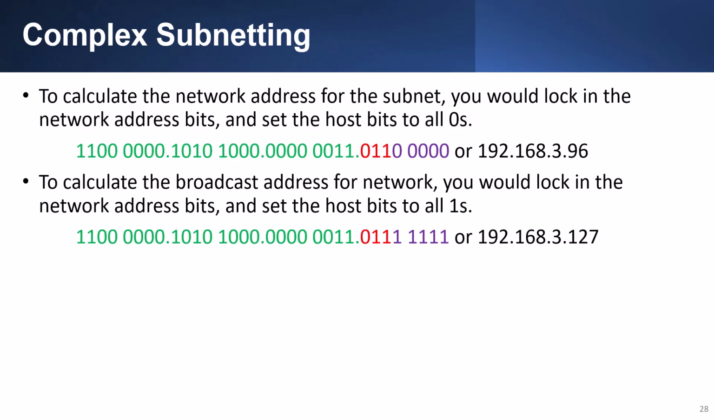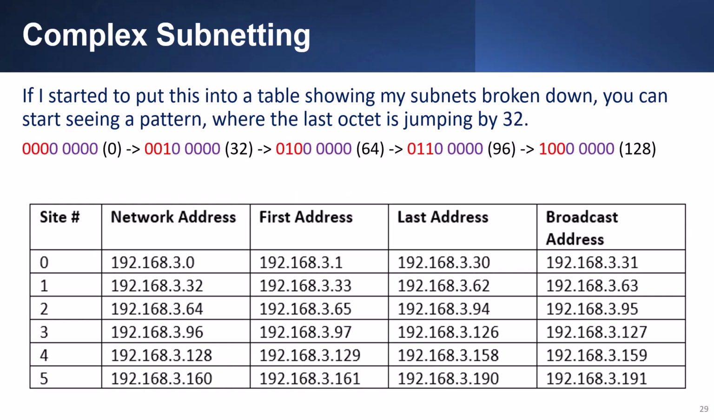To calculate the network address for the subnet, you would lock in the network address bits and set the host bits to all zeros as shown on the screen, which gives you a 192.168.3.96 address. To calculate the broadcast address for the network, you would lock in the network address bits and set the host bits to all ones as shown on the screen, and that will give you the address of 192.168.3.127. If I start to put this into a table showing my subnets broken down, you can start seeing a pattern where the last octet is jumping by 32.